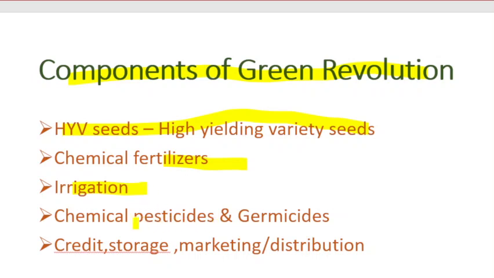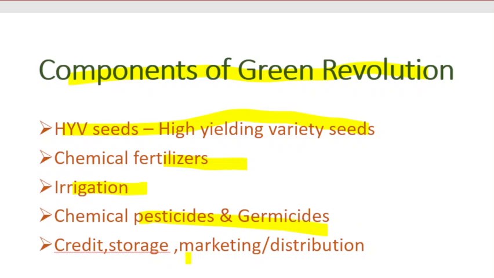Then chemical pesticides and germicides. Pesticides and germicides are basically killers of the insects that destroy the crops. They are required because HYV seeds were produced in foreign countries, not in India. So those seeds had to be acclimatized, or adjusted, to the climatic environment of India. For that, chemical pesticides and germicides have been used. They help kill all the insects so that they do not destroy the food crops.